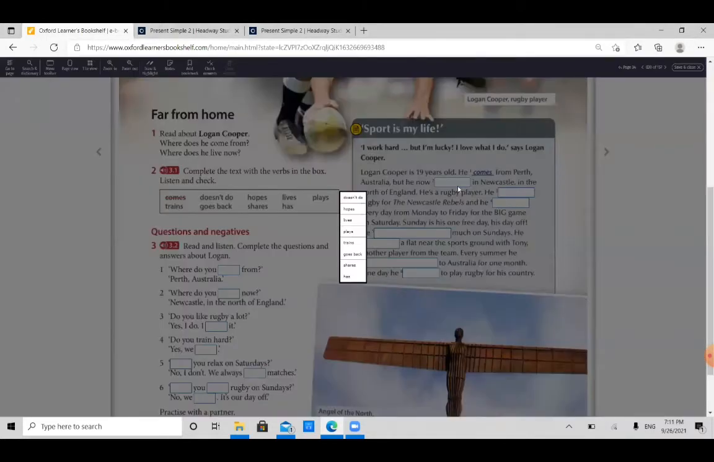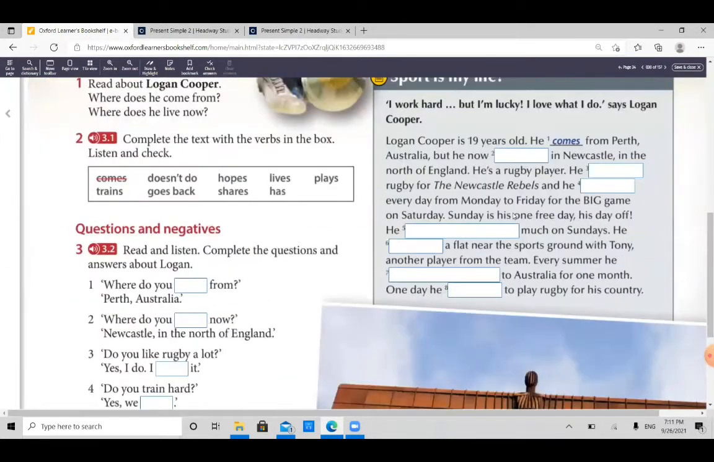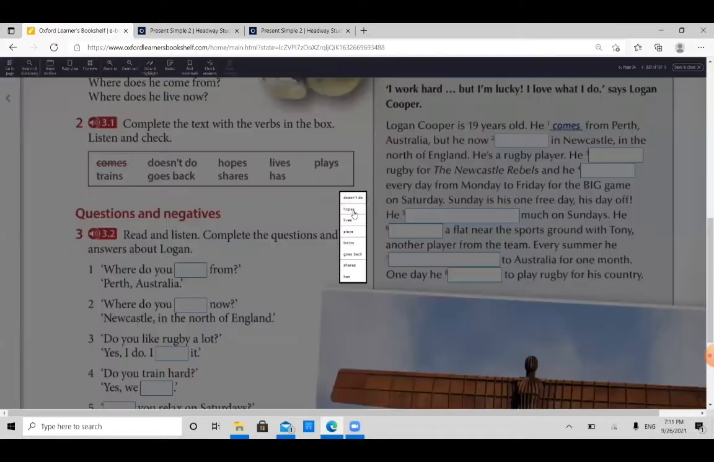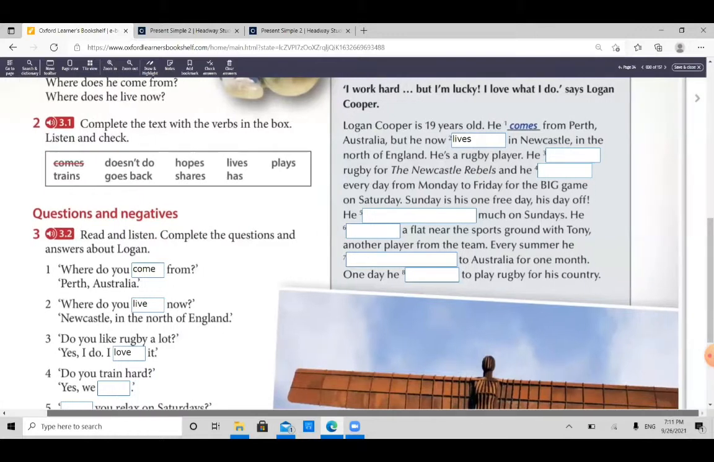Okay, hold on, Abdul Rahman. What do you think? Which verb should we choose? But he now in Newcastle. What do you think? Let's zoom in. He now lives in Newcastle. Yes, very good. Let me just zoom in the screen. So he lives in Newcastle. Very good. Okay, continue, please, till the end of the sentence. In the north of England. Okay, thank you, Abdul Rahman.